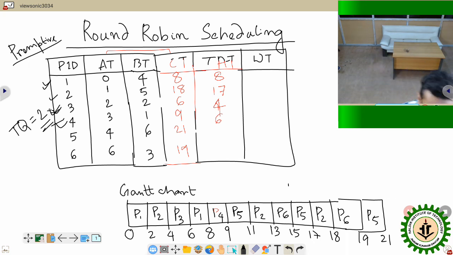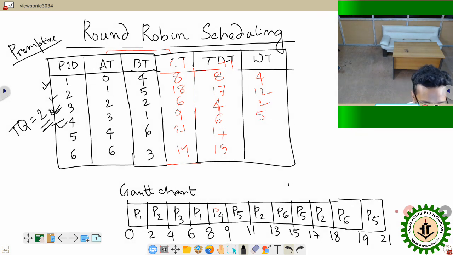And waiting time is turnaround time minus burst time. So 8 minus 4 is basically 4. 17 minus 5 is 12. 4 minus 2 is 2. 6 minus 1 is 5. 17 minus 6 is 11. 13 minus 3 is 10. Okay, done.